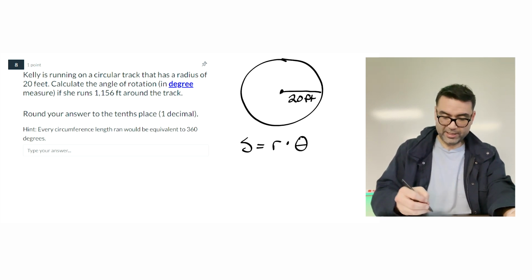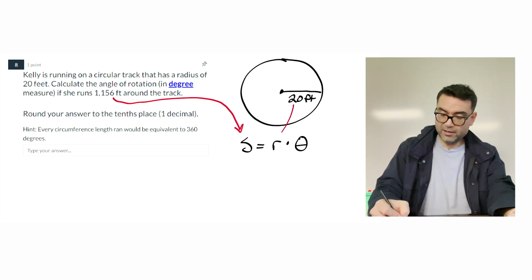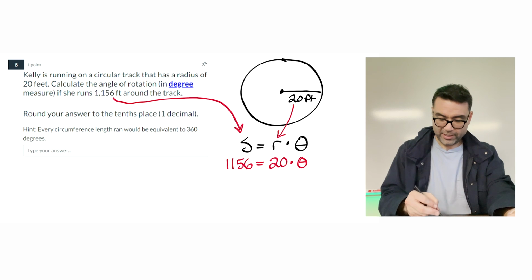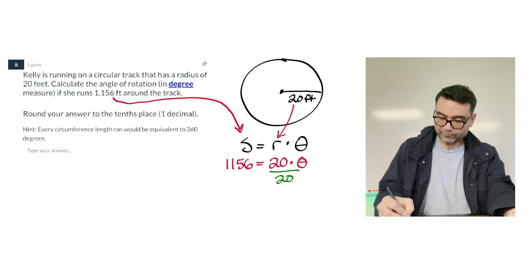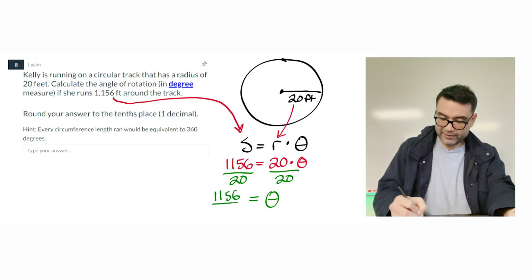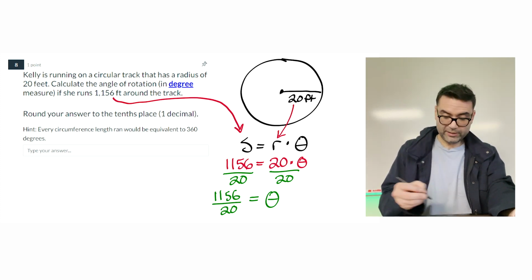And same idea. The amount she ran around the track would be your arc length. 20 feet is still my radius. So 1156 equals 20 times theta, our angle. And then we divide both sides by 20, and theta equals whatever that is. I'll just rewrite it, 1156 over 20. But remember, this is in radians, right? So if I want to convert it to degrees, I'll just do it on the left here.